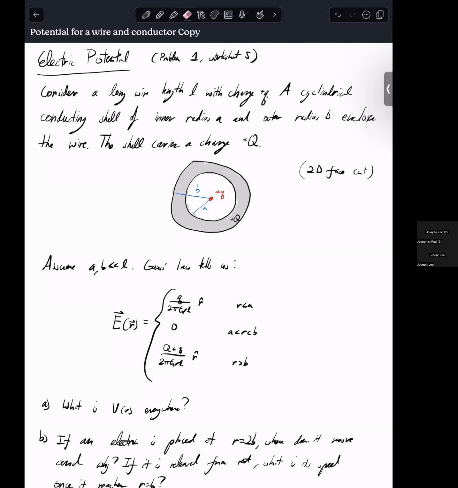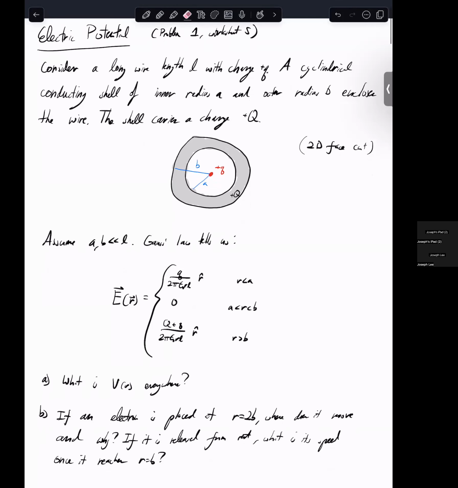This figure here is a 2D face cut, so you can imagine this goes infinitely in and out of the page. Assume now that A and B are much less than L, then in this case, Gauss's law gives us the following electric field. The problem is the following. First, what is the potential everywhere in space? Second, if an electron is placed at r equals 2b, where does it move and why? If it is released from rest, what is its speed once it reaches r equals b?